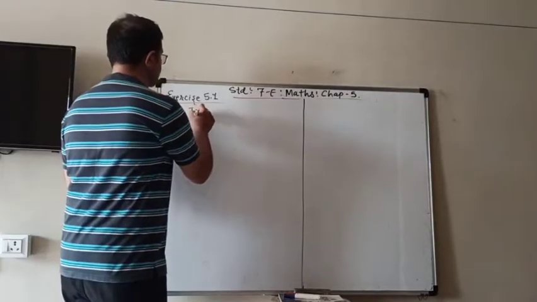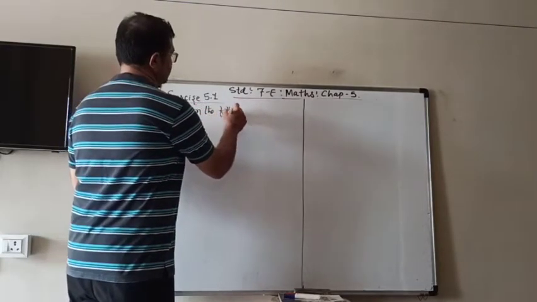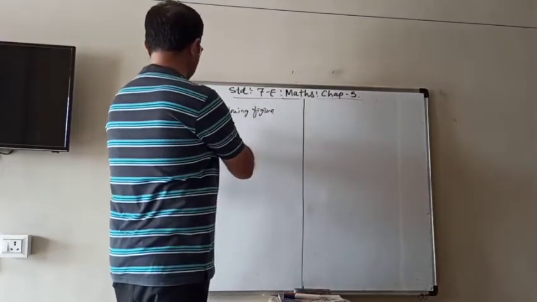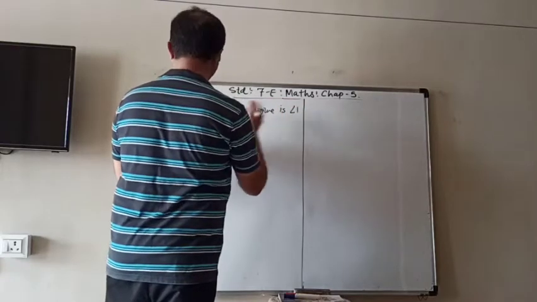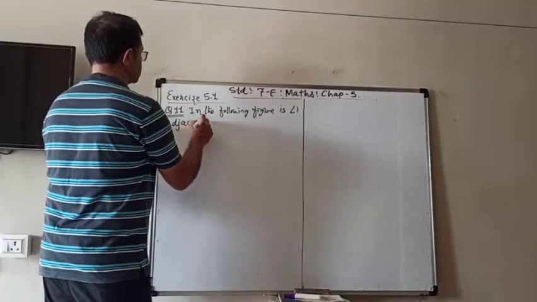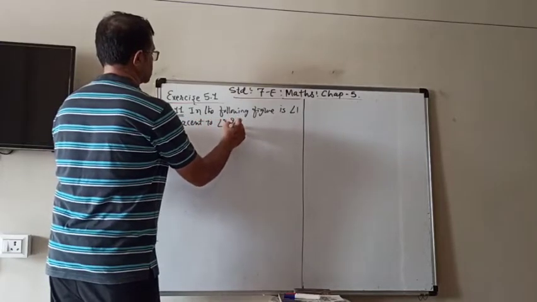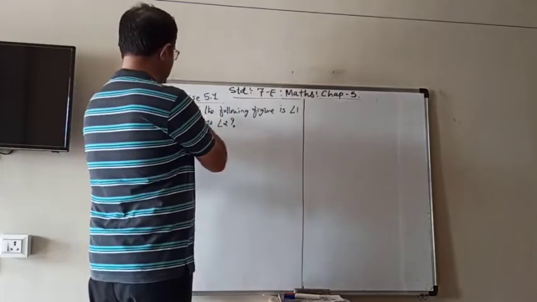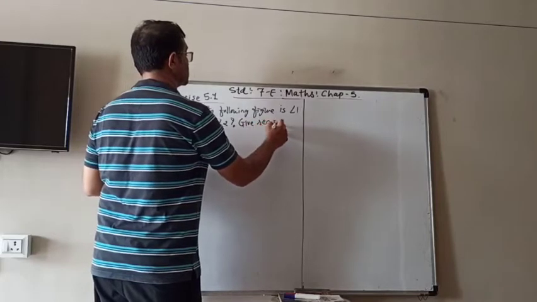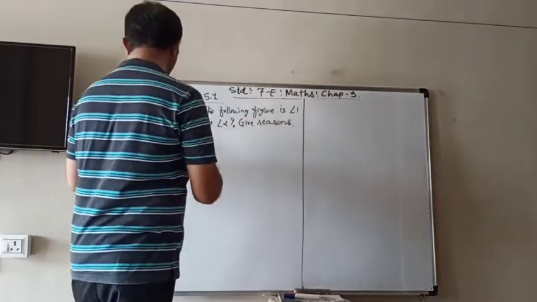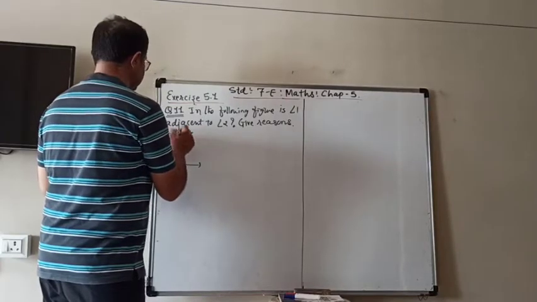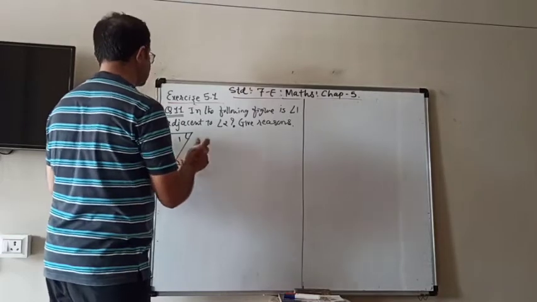In there also there is a figure. In the following figure, is angle 1 adjacent to angle 2? Give reasons. So here the figure is like this. That is your angle 1 and this is angle 2.